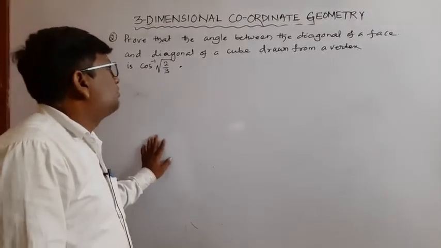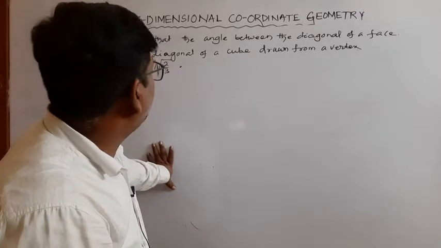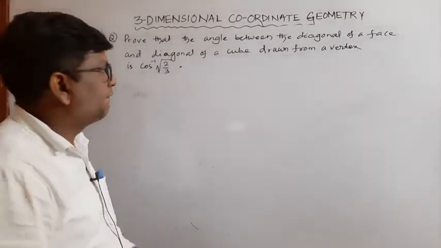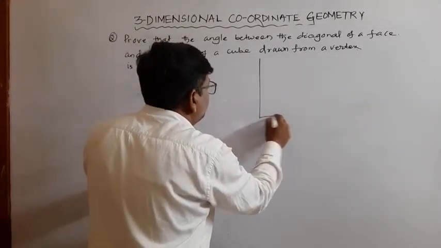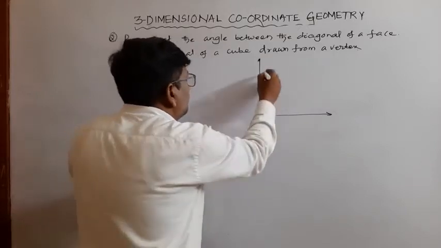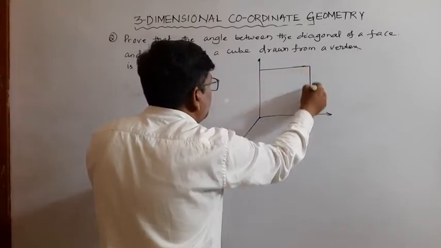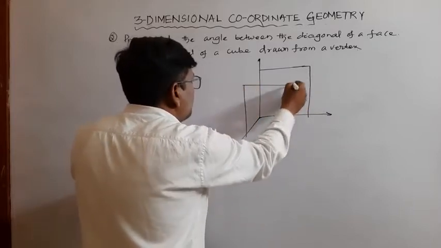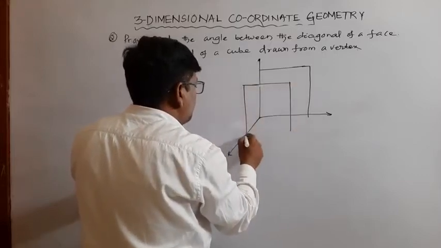Now another question. Prove that the angle between the diagonal of a face and a diagonal of a cube drawn from a vertex is cos inverse square root of 2 by 3. So this is the figure, this is a square, this is a cube, the same diagram as the previous question.